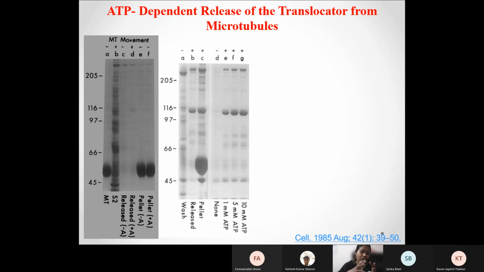Now, to finally prove it, they had to take this 110 kilodalton protein, isolate it, then put it on the cover slip with microtubules and beads and ATP, and show indeed that the bead is moving. So that's the final experiment to conclusively prove that the 110 kilodalton protein is actually what is causing movement of the bead. But this itself went on to show that they were on the right track, that this 110 kilodalton protein has a dependency on ATP when it comes to binding to microtubules.